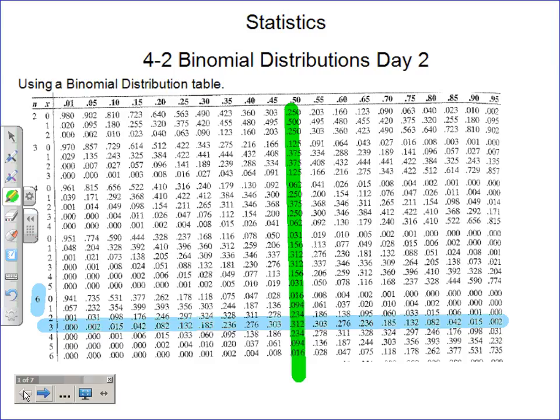I hope you do see some symmetry, at least within 6 in there, especially the even numbers. You should see some symmetry within the numbers. It goes from 0.016, 0.094, 0.234, 0.312, 0.234, 0.094, 0.016. You should definitely see some symmetry within the numbers. Okay.